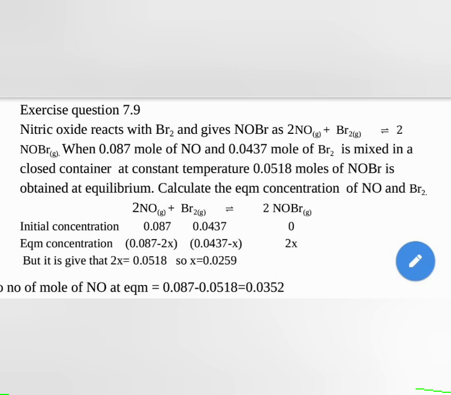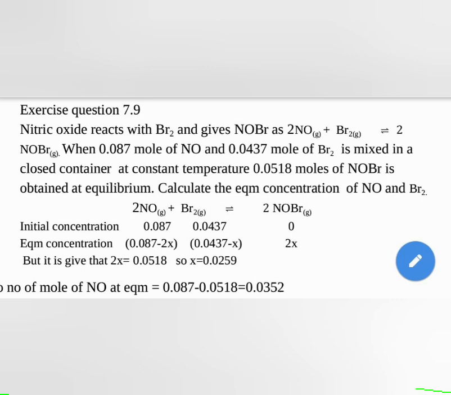Under that, the equilibrium concentration we write in terms of x. x means the amount of substance that decreased when the reaction starts, in a particular time interval. How much of the reactants will be decreased, that decrease is represented as x. In the case of 2NO, at equilibrium it is 0.087 minus 2x. Why have we taken 2x there? The stoichiometric coefficient is 2, so you have to write 2x.